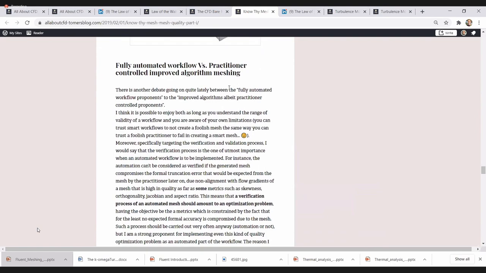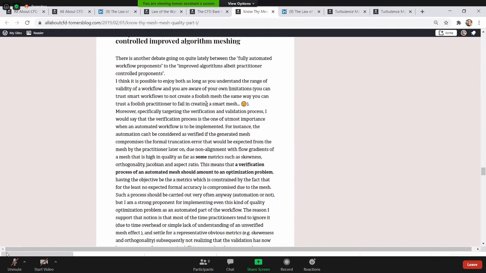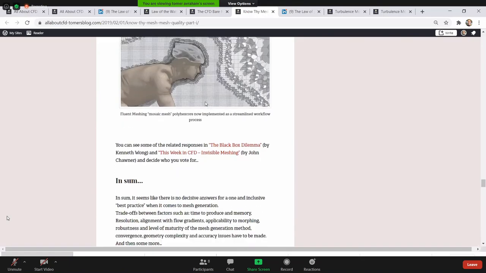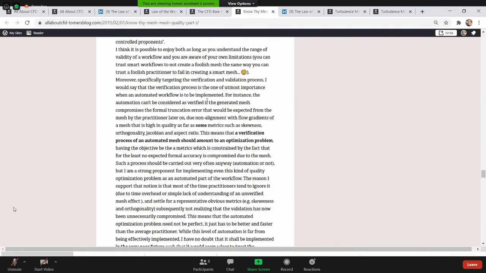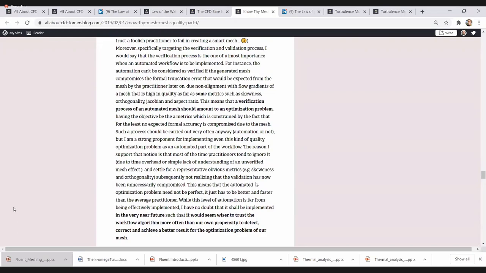Fully automated workflow versus practitioner control improved algorithm meshing. What do you prefer? And someone said the workflow is awesome. Maybe one day we'll have a fully automated mesh, verified and optimized, and I think that in the very near future, with machine learning, it's going to happen.